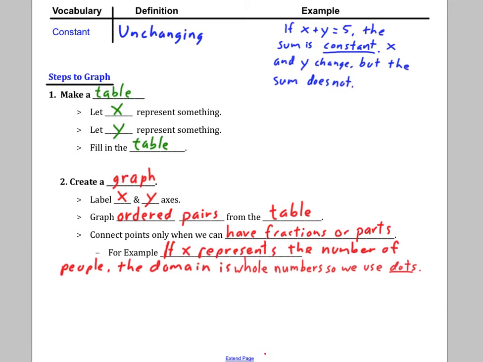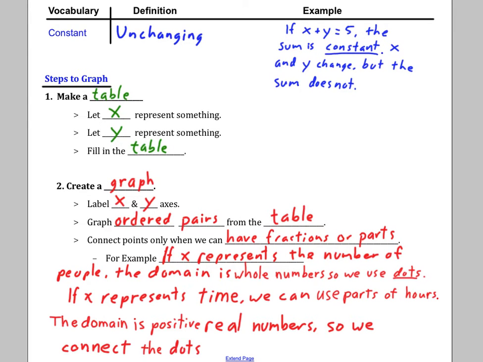For example, if x represents the number of people, the domain is whole numbers, so we would use dots on those whole numbers. If x represents time, then we can use parts of hours. The domain is positive real numbers, so we would connect the dots.